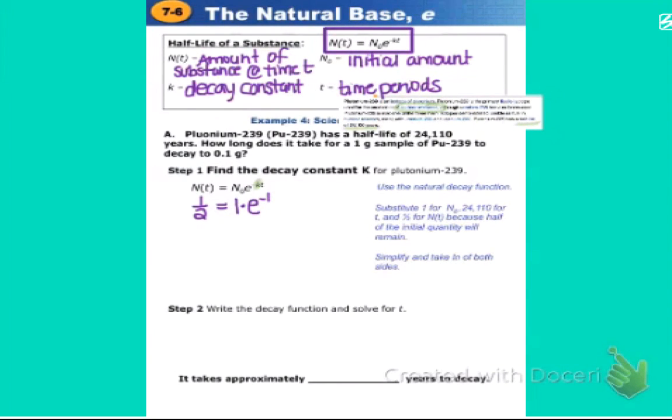And we're looking for the k, and then the half-life is 24,110. So let's see what we can do to solve this. Well, first of all, the 1 that's out in front is really not doing anything, because 1 times anything is just itself. So this is really just saying e to the negative k times 24,110 equals 1/2. Now, how would we solve something like that?